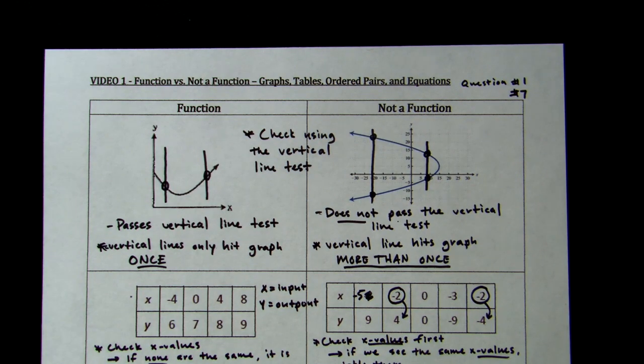This is video number 1. This is finding if a graph, table, ordered pairs, or equations are a function or not a function. And this video is going to help you with questions number 1 and question number 7 on the review Google form. So this is video number 1.